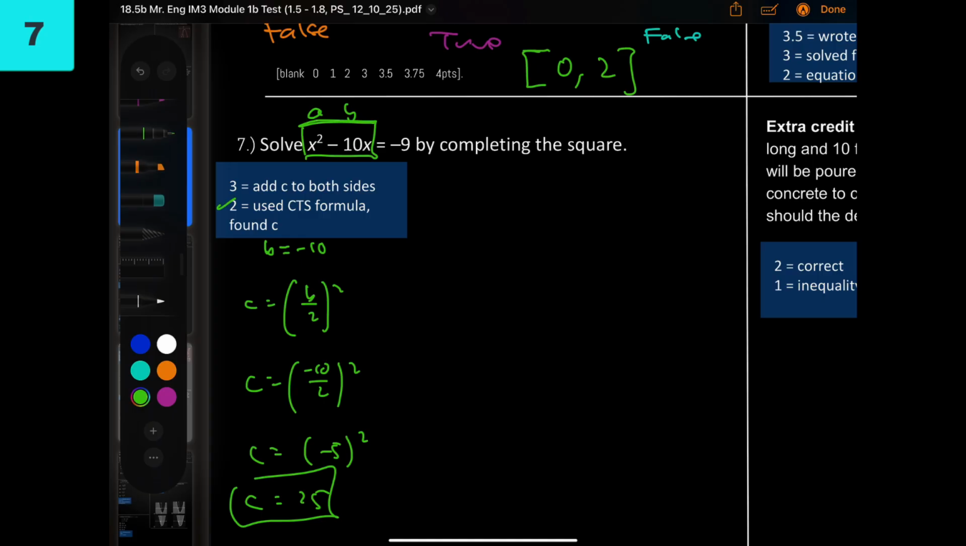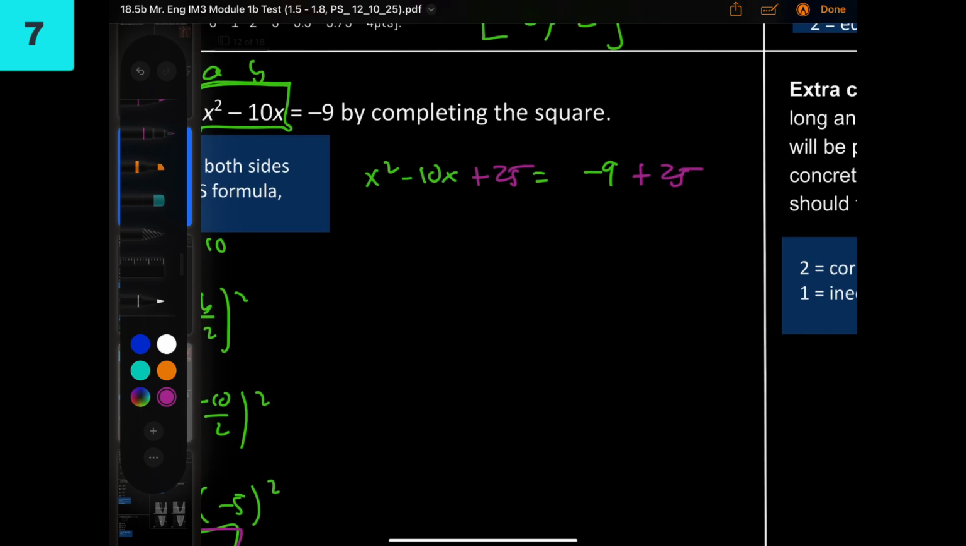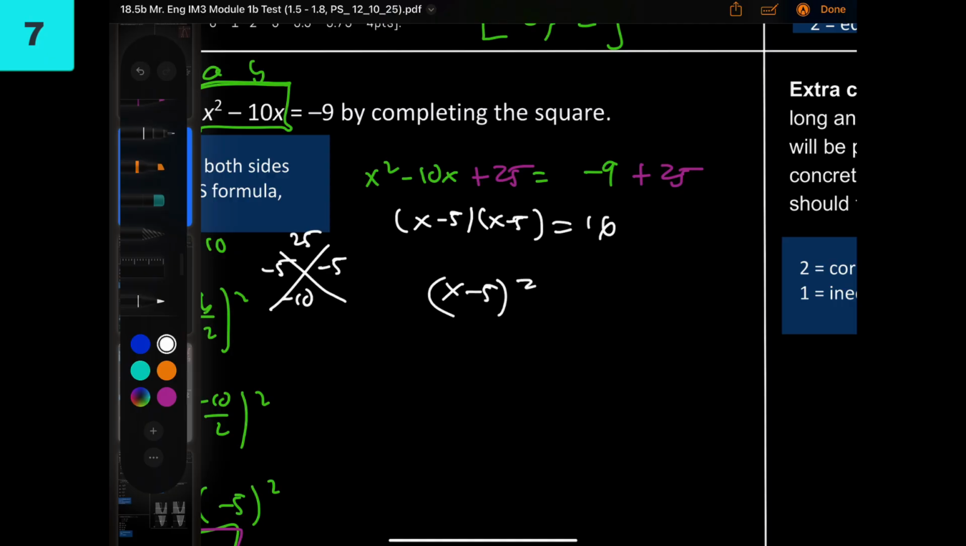That's how you got the 2 points if you just had 25. Now, I'm going to add that 25 to both sides. Some of you who moved it over here and had -25, that would have been given full credit. So now let's just factor this. 25, -10, -5, -5. So you have x minus 5, x minus 5. And this would become 16. So it's x minus 5 squared equals 16.